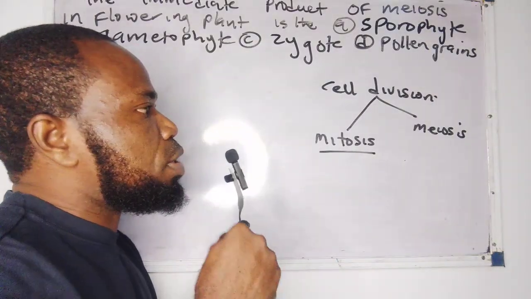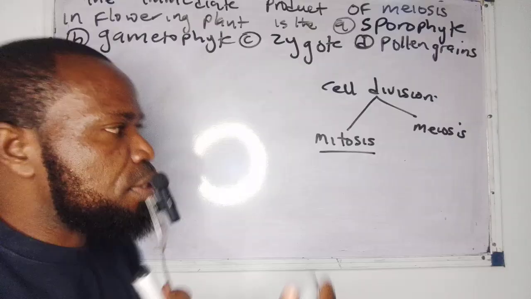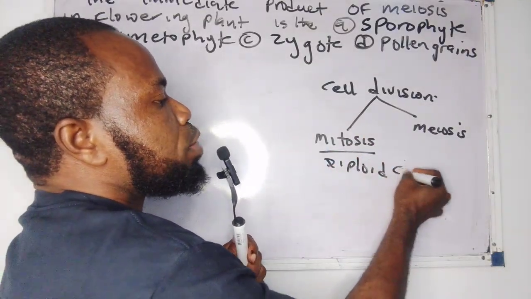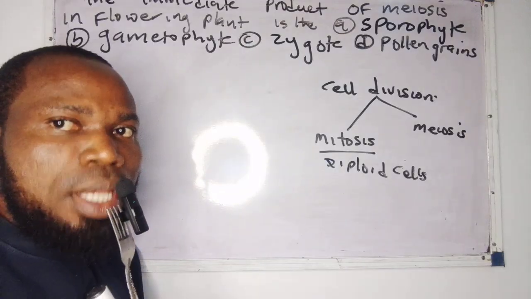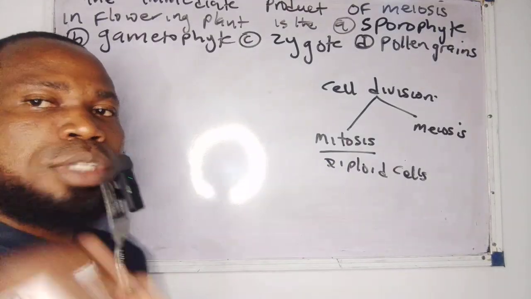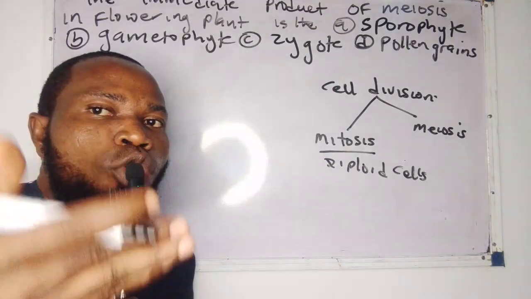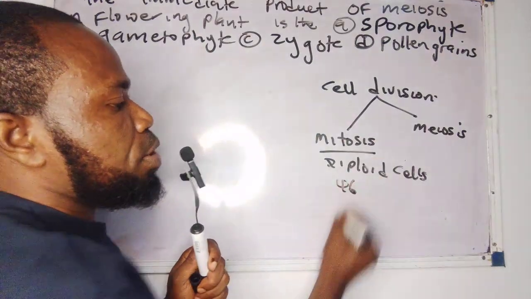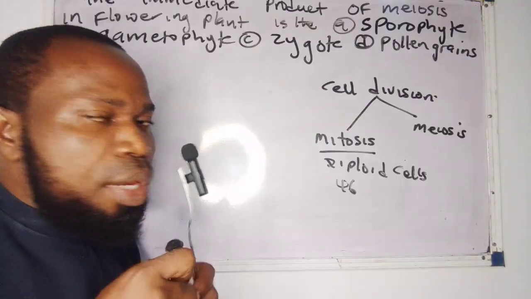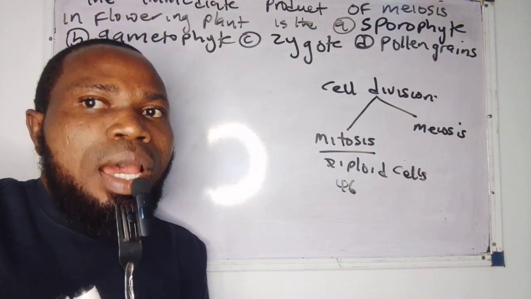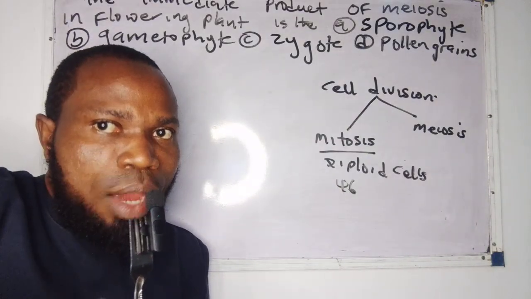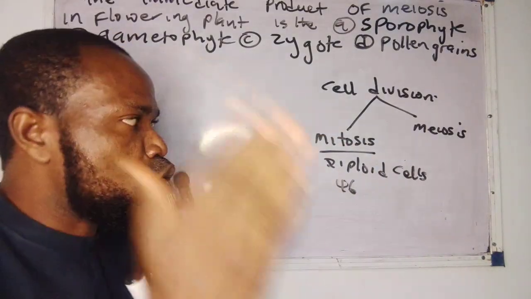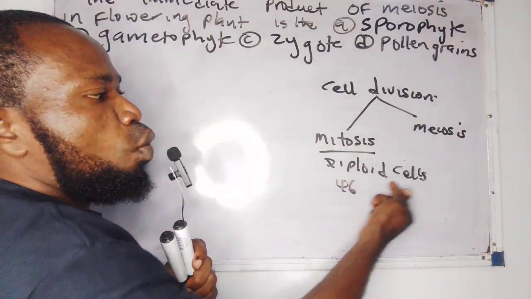Now ladies and gentlemen, mitosis brings about the formation of diploid cells. Now you begin to ask yourself, what are diploid cells? Diploid cells are cells that contain the same amount of chromosomes as in the parent cell. If they ask us about human beings, what's the diploid number of chromosomes in humans? The diploid number is 46. That means if a cell in our body undergoes mitosis, the number of chromosomes in the new cells, which we call daughter cells, will also be 46, because mitosis brings about the formation of diploid cells.